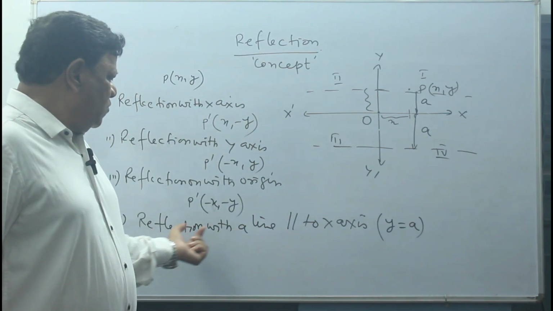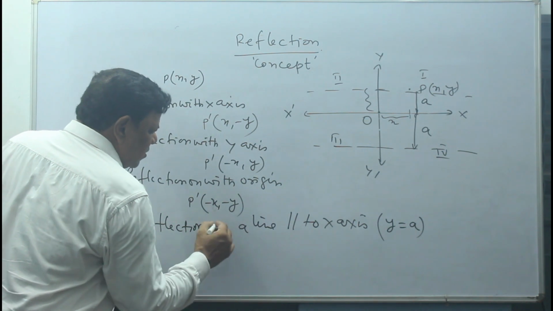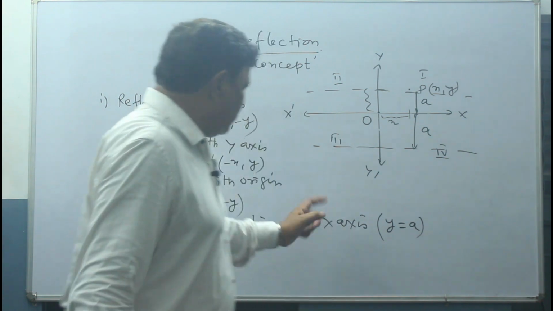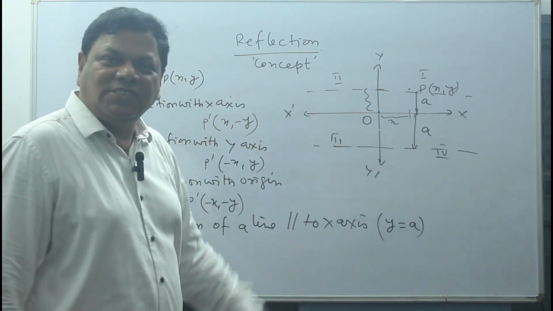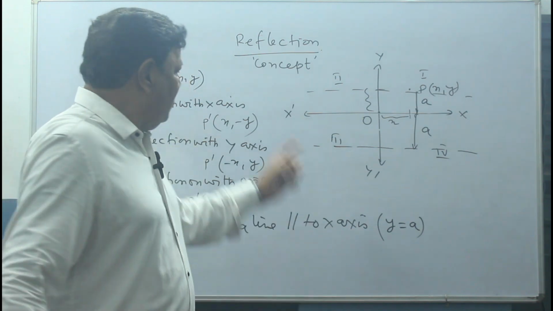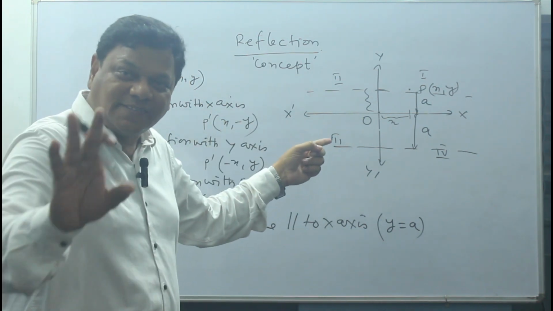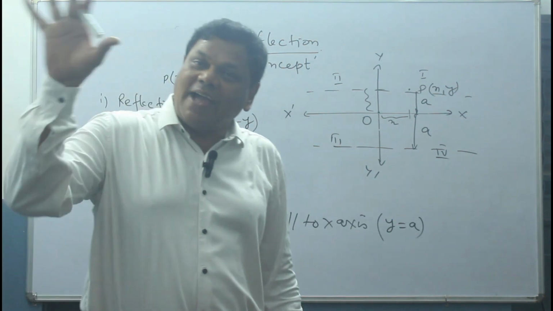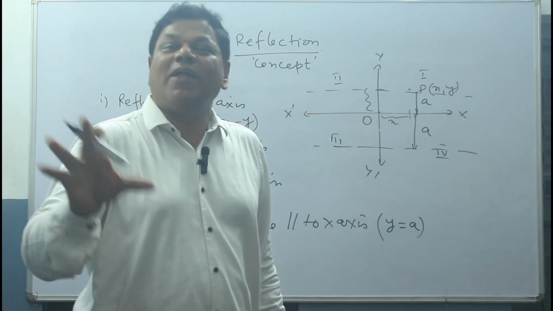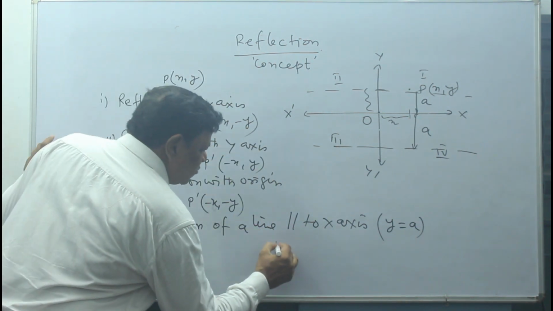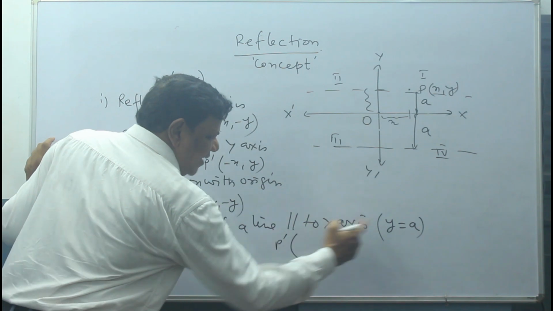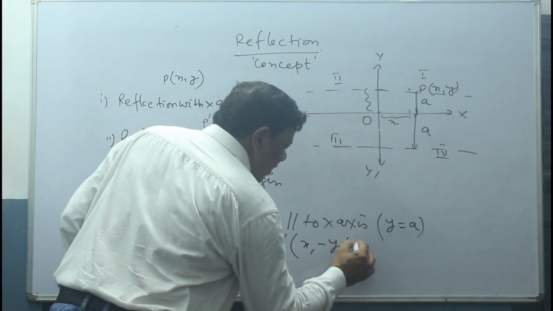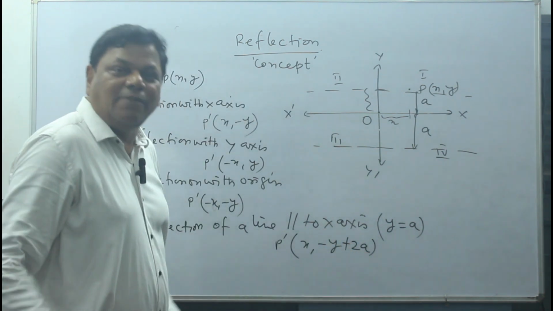So what is the question? Reflection of a line parallel to x-axis. What you have learned in x-axis: reflection with x-axis means the y sign will change. Reflection of a line parallel to x-axis: the y sign will change, same thing, but plus 2a you have to do. P dash, parallel to x-axis: y sign will change and plus 2a, you have to add it.